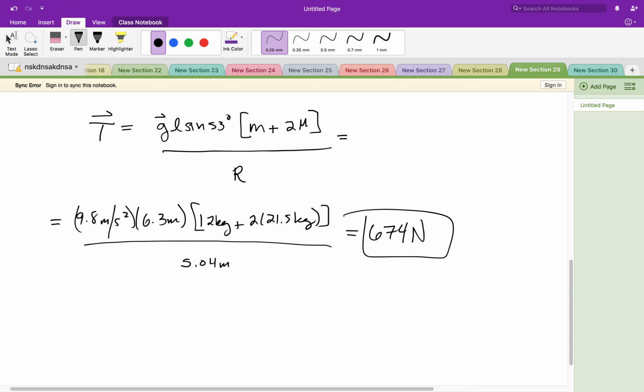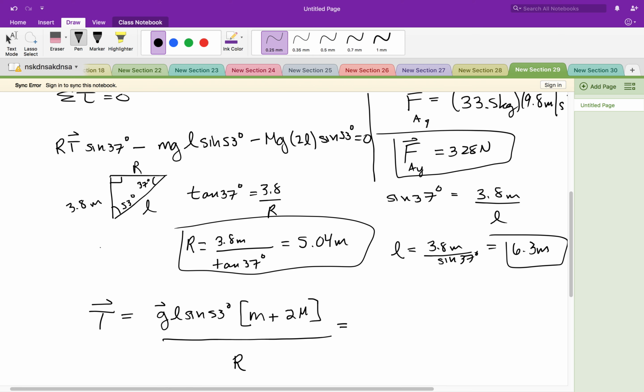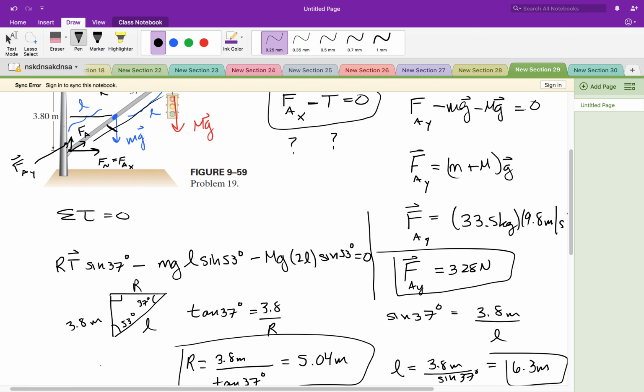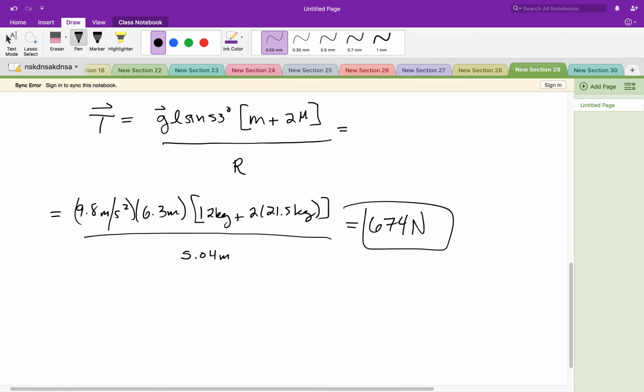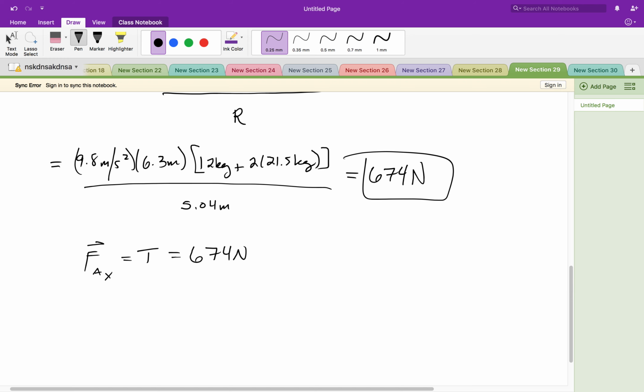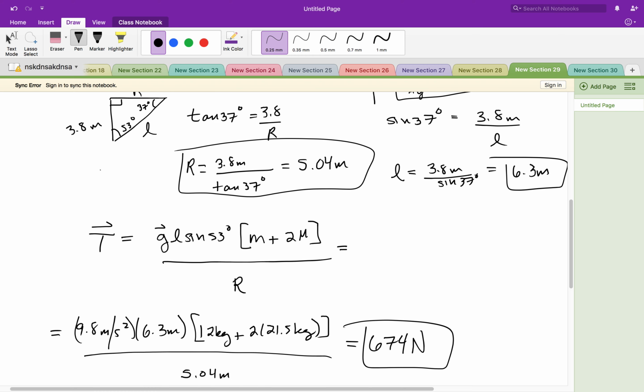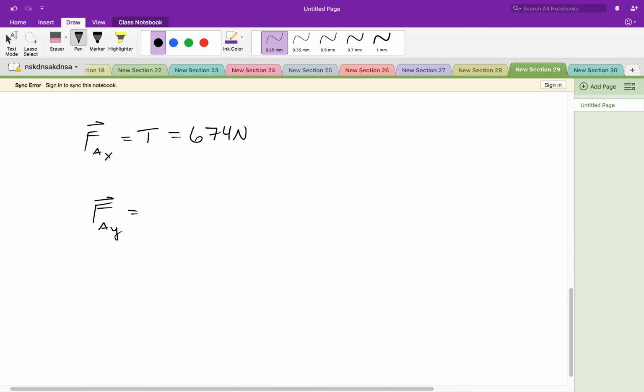Okay, so that's my tension. And now that I have my tension, I can go back to this equation, right? Because my FAX has to be equal to my tension. So my FAX is equal to my tension, which is 674 newtons. So now I have FAY and I have FAX, right? So FAY equals, what did we say it was? 328 newtons. And then FAX is 674 newtons. There we go.